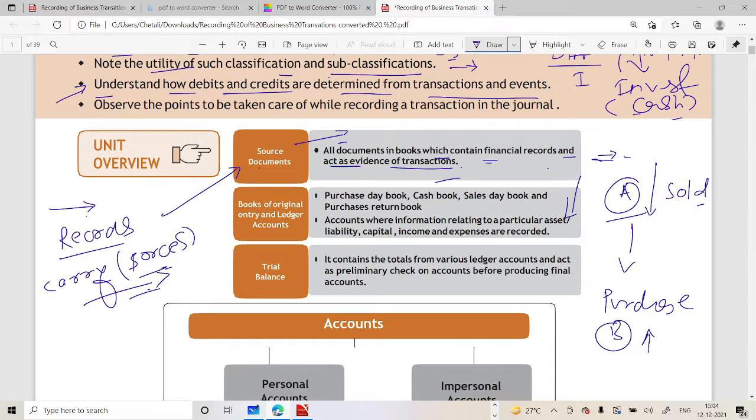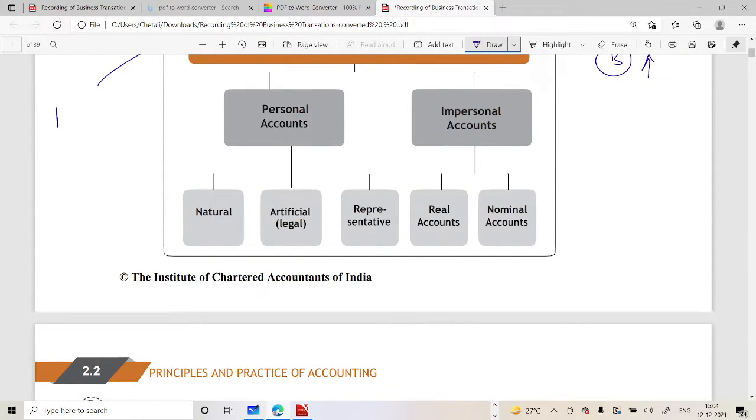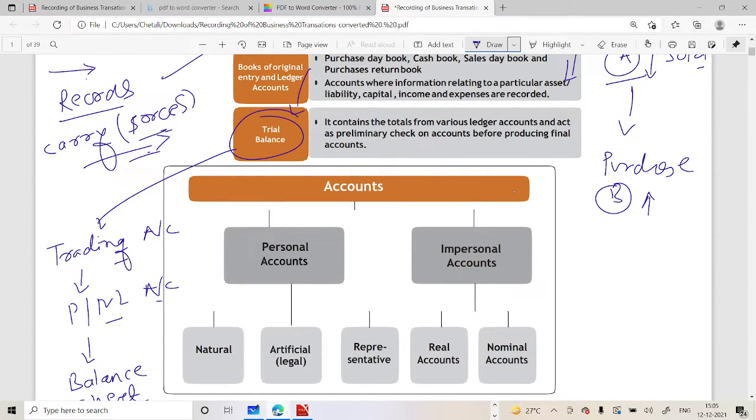Once you have prepared all the books and all the accounts, you can transfer all the balances to the trial balance. Why trial balance? Because the trial balance will help you to prepare your trading account. It will help you to prepare the profit and loss account or statement, and then you balance it. Every piece of information depends on each other.